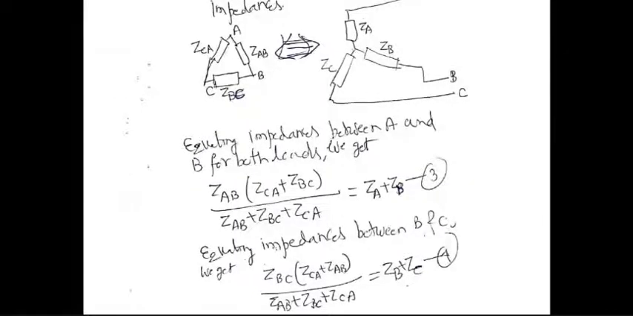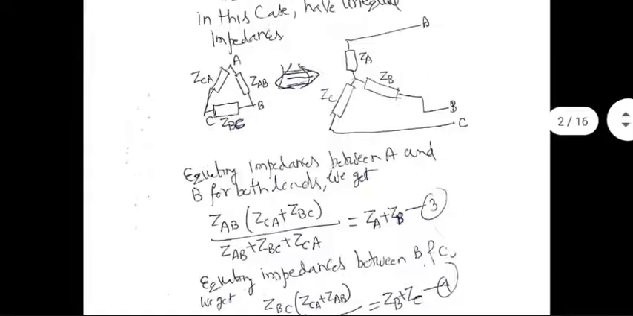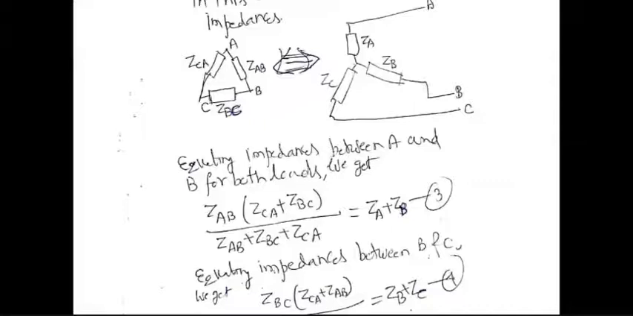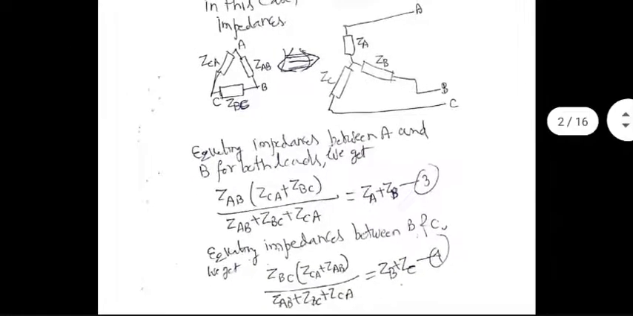Equating impedances between A and B. Between A and B, I have ZAB in parallel with ZCA plus ZBC, and the entire thing divided by ZAB plus ZBC plus ZCA. That's on the left side. On the right hand side, between A and B, I will get ZA plus ZB. That's what I'm writing as equation 3. That's one equation.